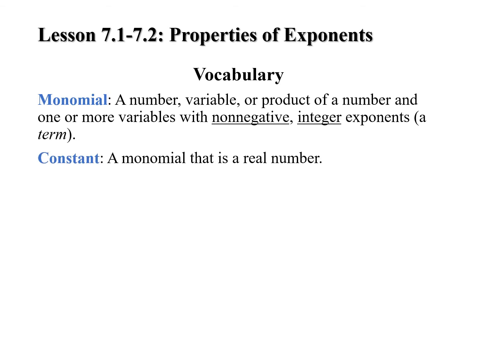The other vocab term for today is the idea of a constant. A constant is a monomial that is a real number, like 7 or -4.